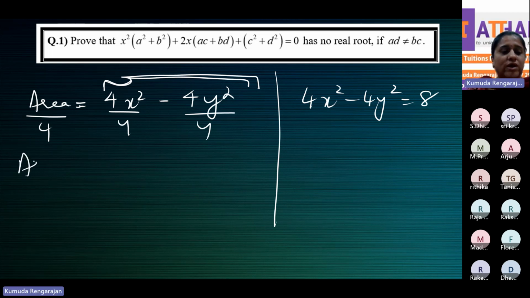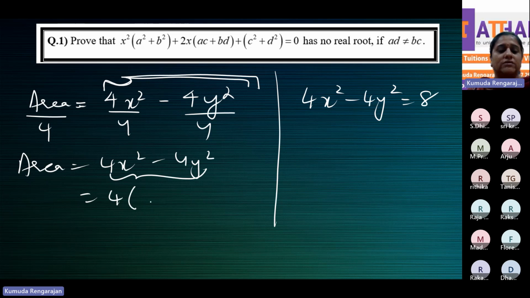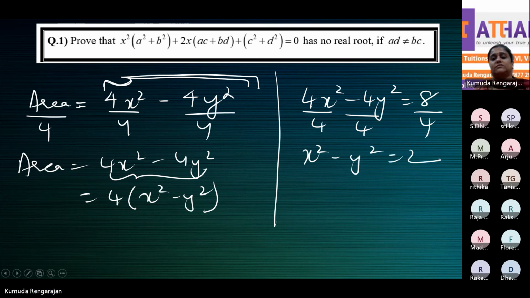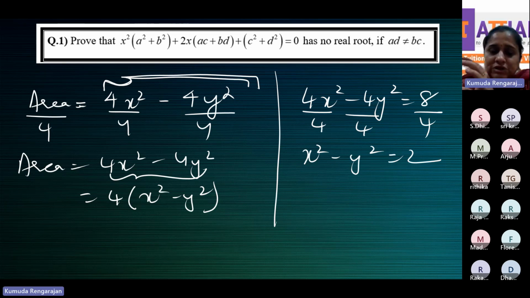So in a case like this, where you have area is equal to 4x square minus 4y square, actually this is an expression. So you can only take out 4 common: 4 into x square minus y square. But here this is an equation. So you can divide by 4 throughout, and you can write the equation as this one. When it is an expression, you can only take out the common factor. You cannot divide by the common factor. When it's an equation, you can divide both the sides by the common factor.